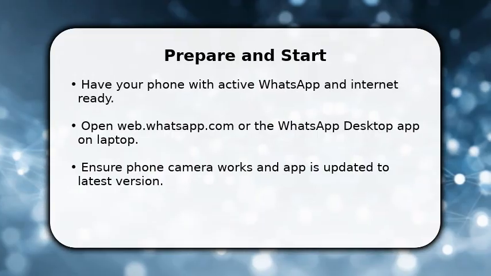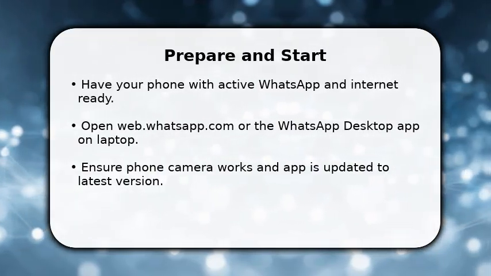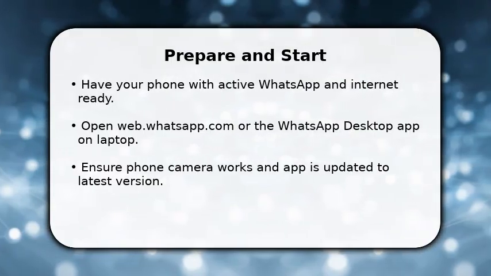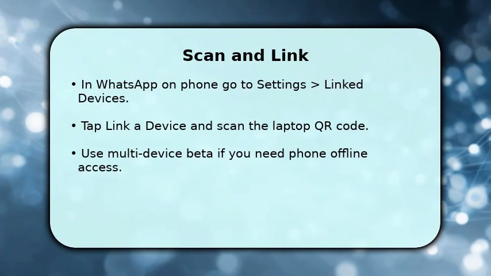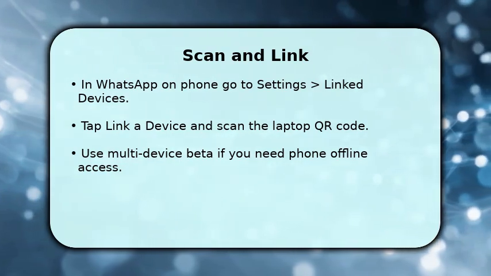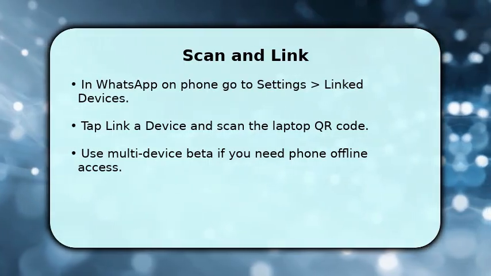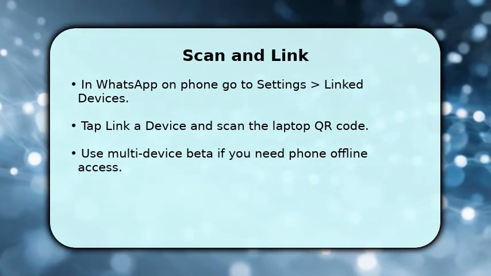Next, you will scan the QR code displayed on the laptop. This links the session securely, so position your phone camera to capture the entire code clearly. On your phone, go to Settings, then Linked Devices. This is where you initiate the secure pairing. Tap Link a Device, point your phone camera at the laptop screen, and hold steady until the QR code registers.